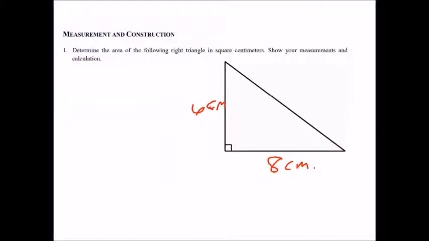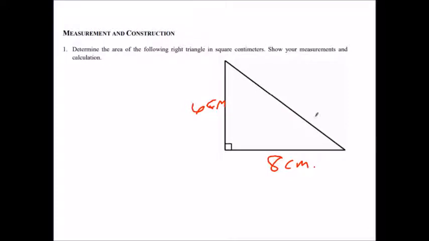Unit number 10, Lesson number 3, Area of Polygons. Determine the area of the following right triangle in square centimeters. Show your measurements and calculations. If you measure in centimeters, and make sure you're in centimeters, you get 6 centimeters and 8 centimeters.